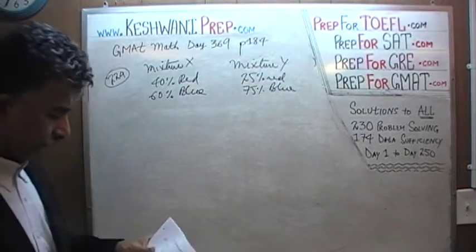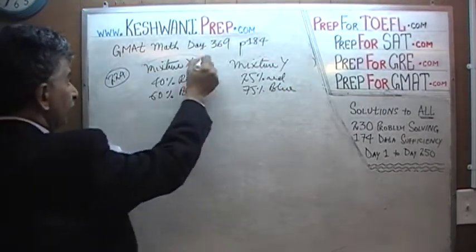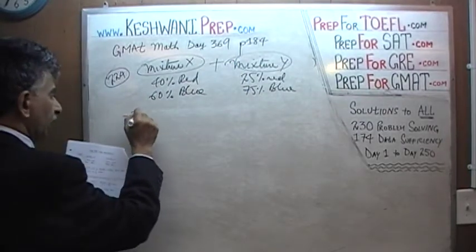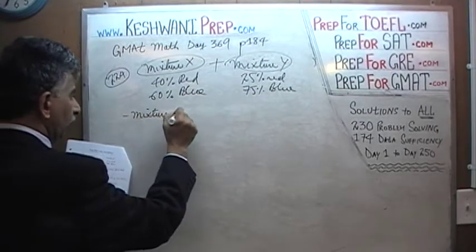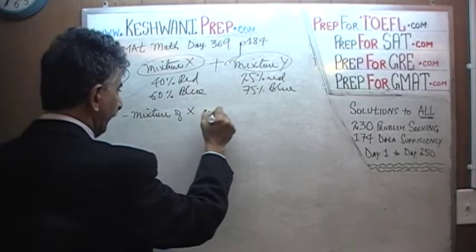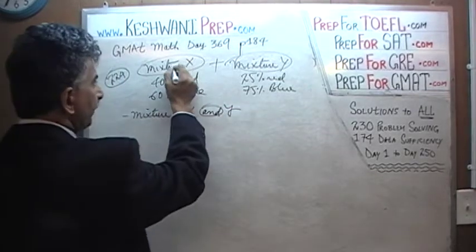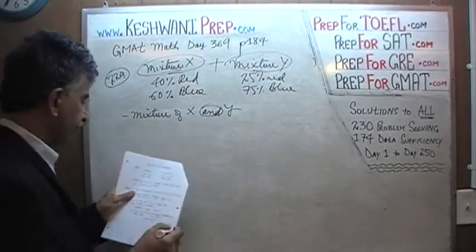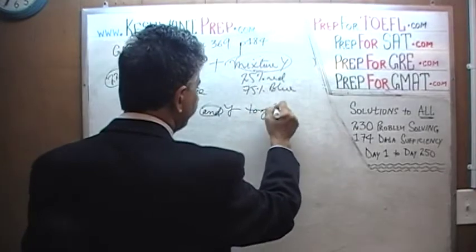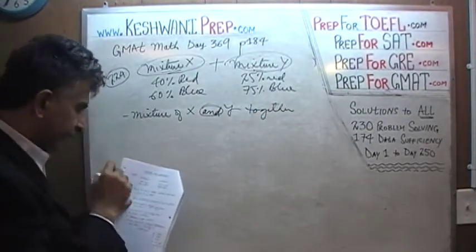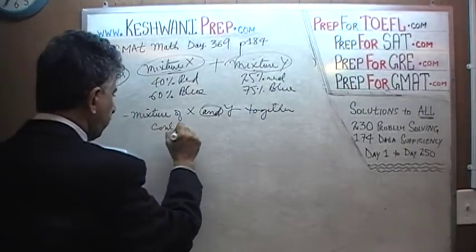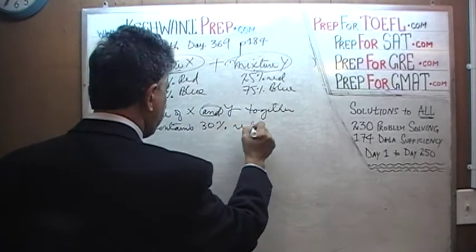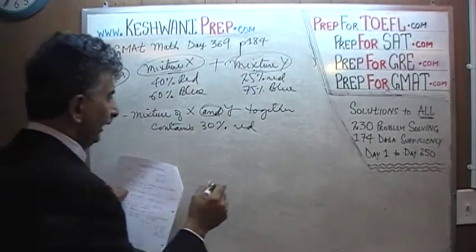So far so good. Then we combine the two mixtures. We take some of this and we take some of this and we combine them. We make a new mixture, a mixture of X and Y. We take some of this and we take some of that, and we combine them, we come up with a new mixture, X and Y. X and Y together, when we combine them, we're told that it's such that it contains 30% red.